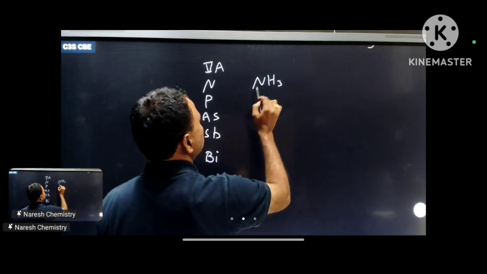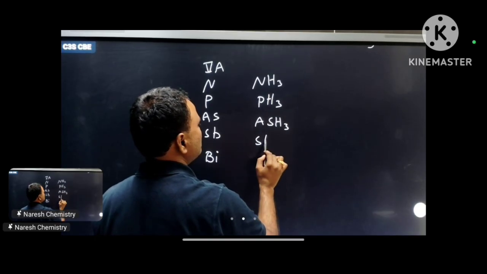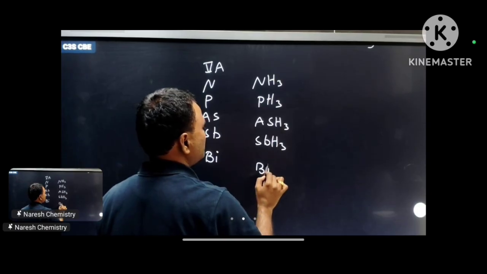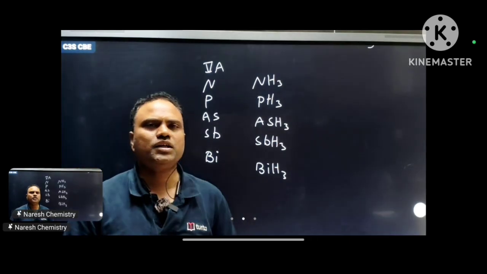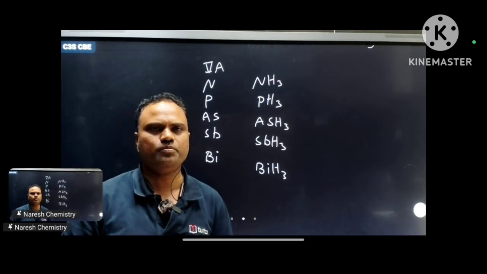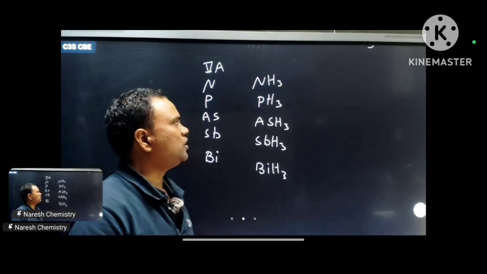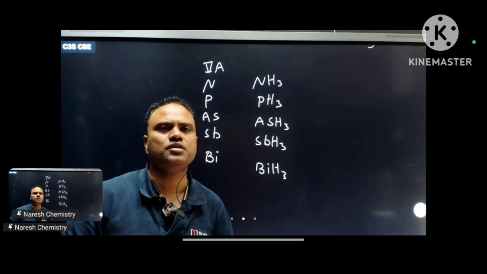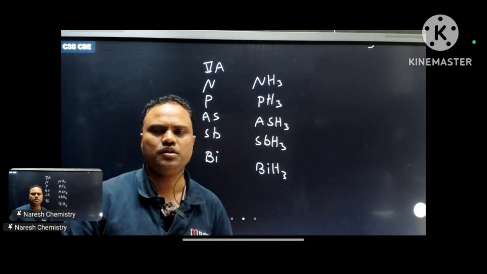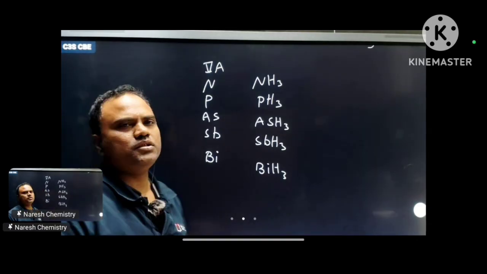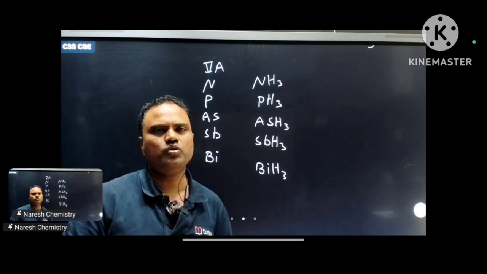NH3, PH3, AsH3, SbH3, and BiH3. The next model questions on bond angle: you will get hydrides belonging to the same group. Now, what is the bond angle order? Which has the highest bond angle? Which has the lowest bond angle? That is the question here.